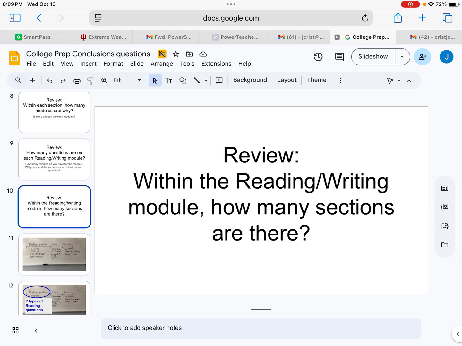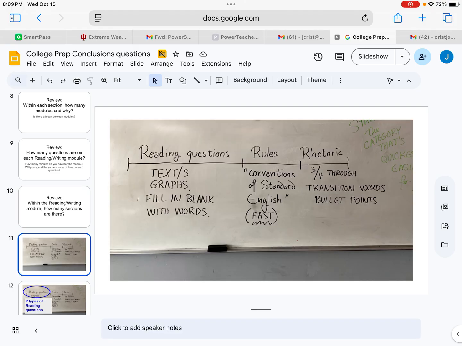Okay, and finally, within the reading writing module, how many sections are there according to Princeton? If you said 3, you would be correct. There is the reading questions section, that's the first half of the module, the rules questions, and the rhetoric questions. And they are always in that same order. So you can jump around in the test to find the questions you want to do first.